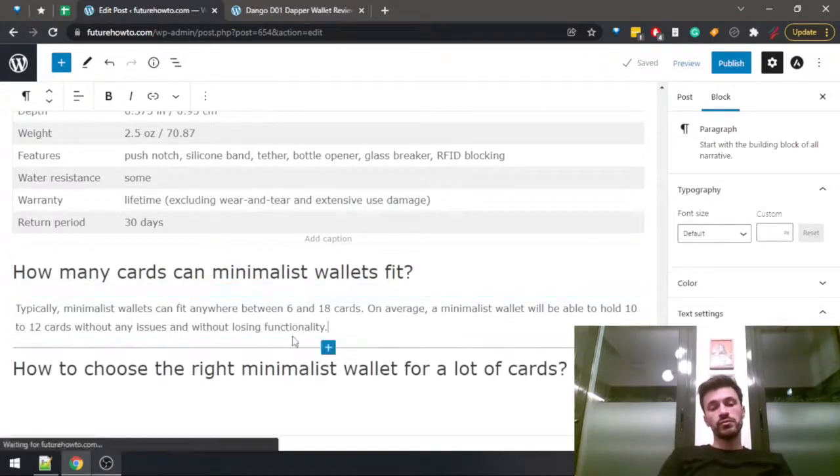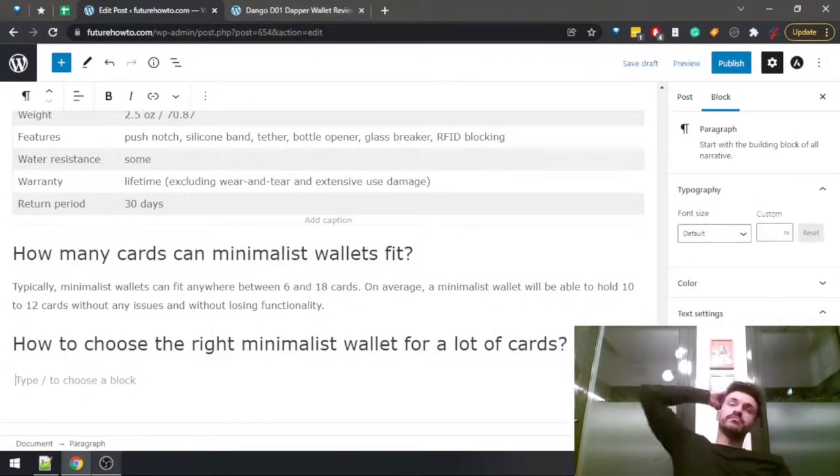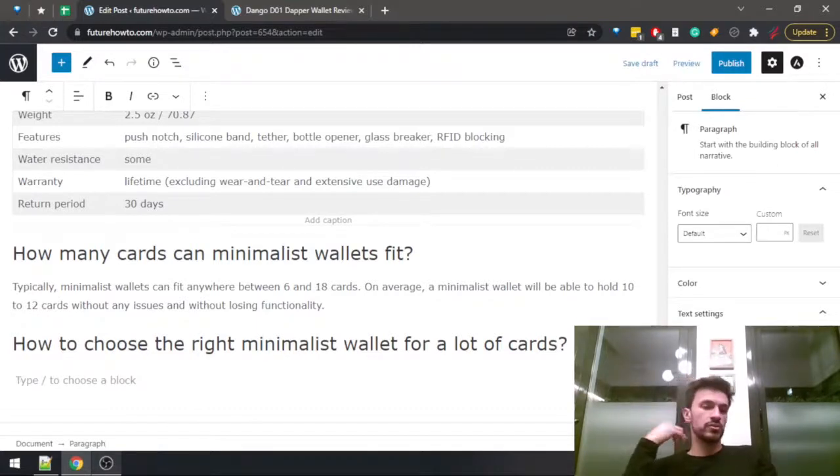Okay, how to choose the right minimalist wallet for a lot of cards. And here we're gonna offer some guidance. We are gonna state the obvious a little bit, which you should avoid doing most of the time, but doing it sometimes is kind of fun, especially when you're trying to create educational, informational content, which this section definitely falls into that category. So, how to choose the right minimalist wallet for a lot of cards?